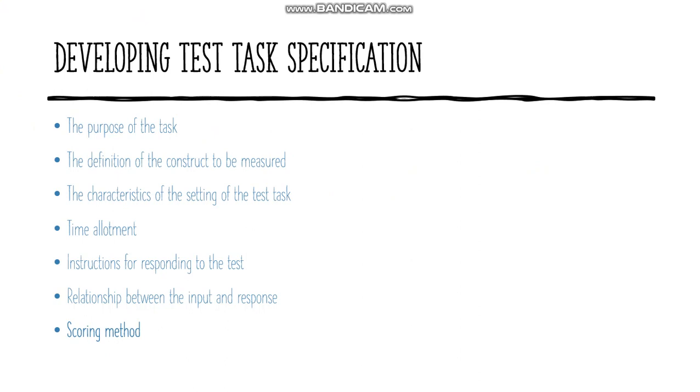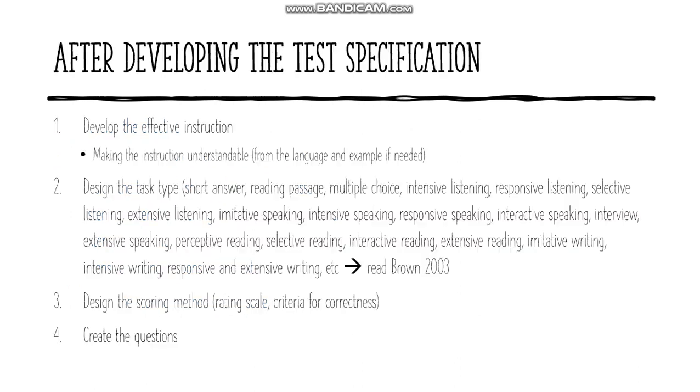In order to develop tests, the task is that you have defined the purpose of the task, and then the definition of the construct to be measured. A construct can be skills. Then the characteristics of the settings of the test tasks, time allotment, instructions, and then the relationship between input and response, so what you are going to ask, and the expected results. And then the last component deals with the scoring method. Probably you haven't had the scoring method previously. I've checked some. Please add the scoring method.